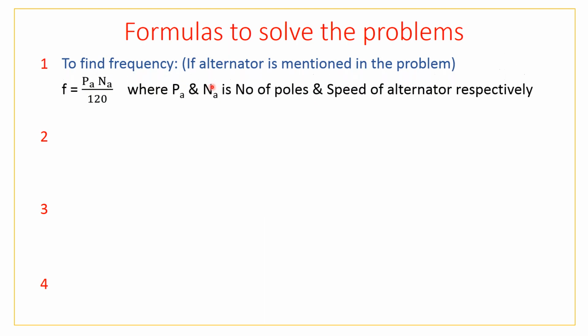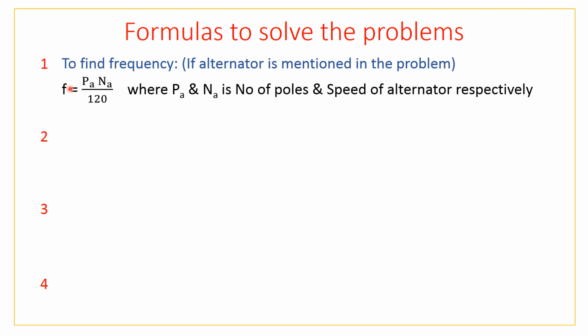So f is equal to PN by 120. This is what we have learnt. So f is equal to PN by 120 is the way to find the frequency, but here I have given suffix A for P and N because we are dealing with the alternator. Similarly, we have P as number of poles of induction motor and N as speed of induction motor in the upcoming formulas. That's why I have mentioned PA and NA, because they are associated with the poles and speed of the alternator respectively. So we know that f is equal to PA NA by 120.